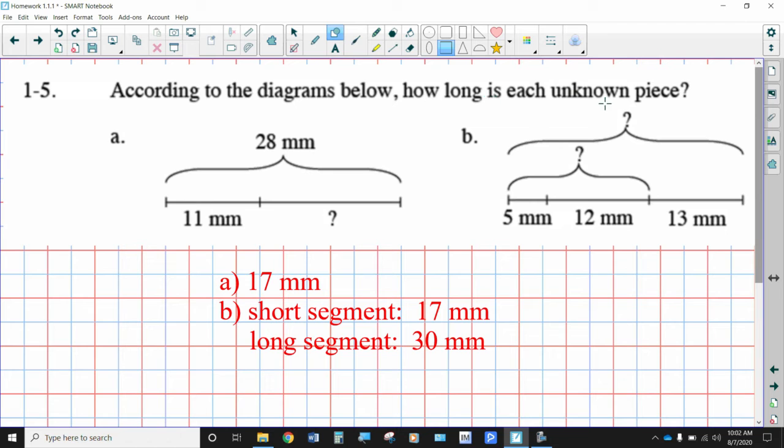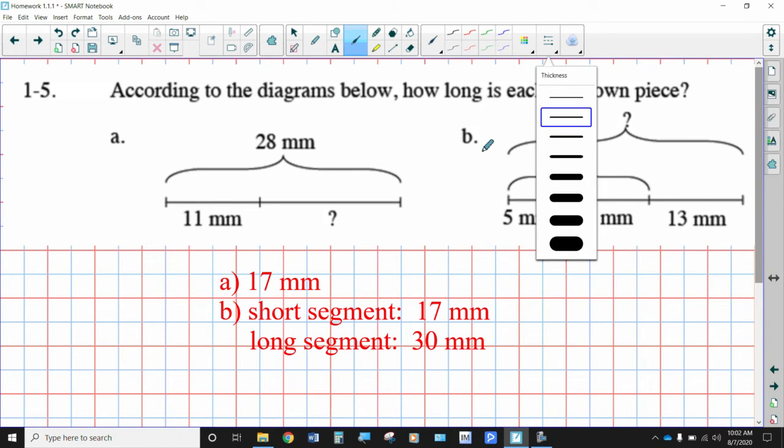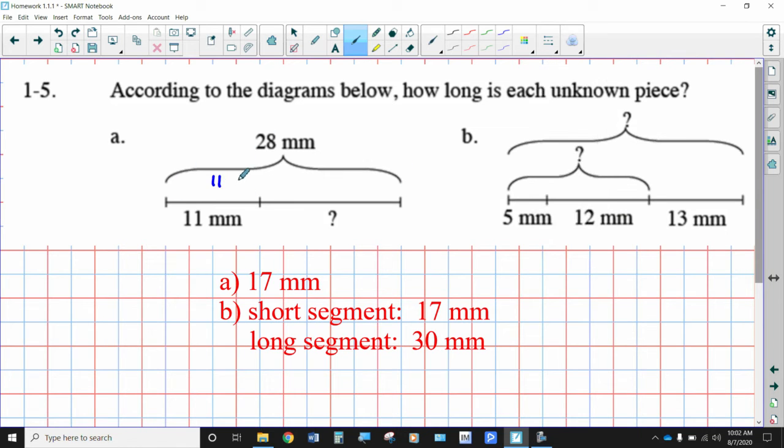Okay, so draw the diagrams below. How long is each unknown piece? Okay, well, when we're going through this process, let's think algebraically. If the total is 28 and this part is 11, then we would say 11 plus some unknown quantity is equal to 28. And what is that? What do you add to 11 to give you 28? That's 17, right? And here we could add these together to get the 17. We add all of them together to get the 30. So this one really was just straight arithmetic. Didn't really involve too much algebraic reasoning like A did.